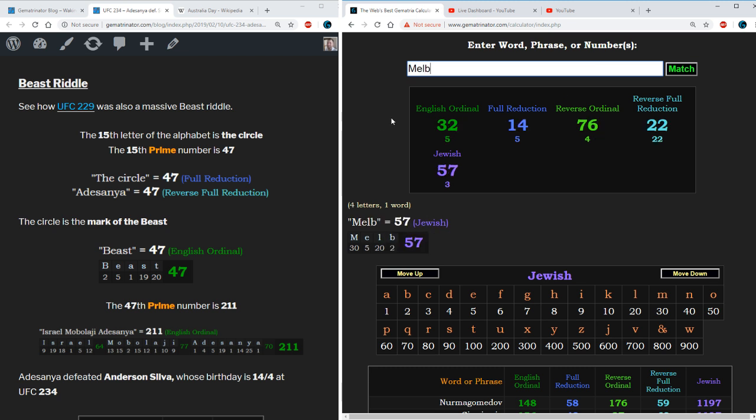So isn't it interesting that UFC 234 was held in Melbourne? And Melbourne in this Jewish cipher equals 432. Again, 234 plus 432 equaling 666. So UFC 234 was another beast riddle.